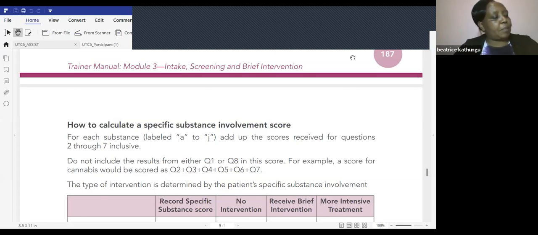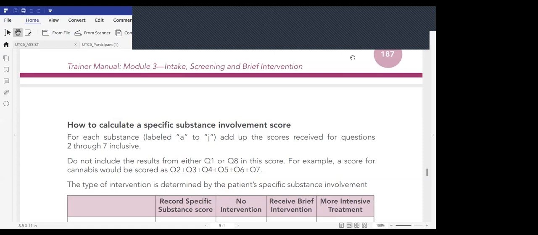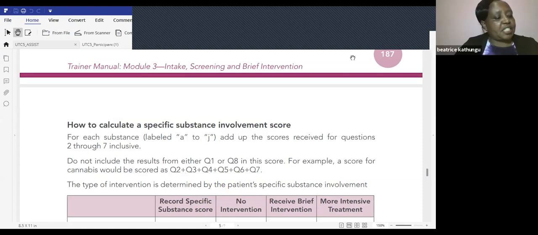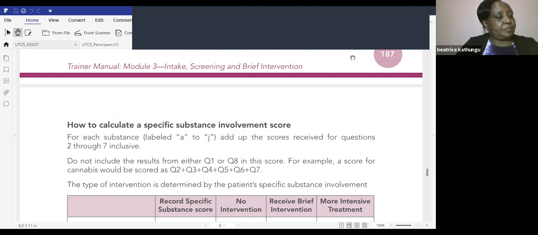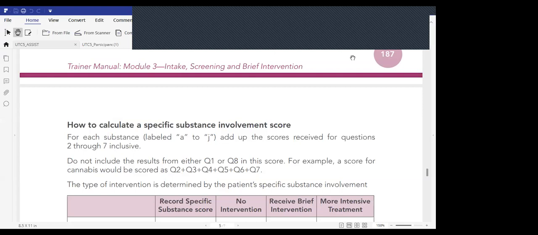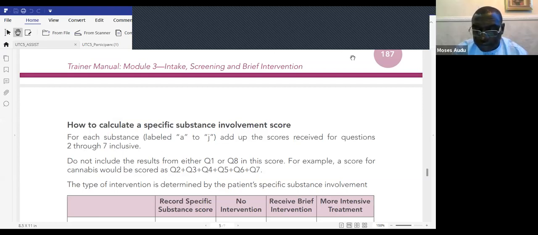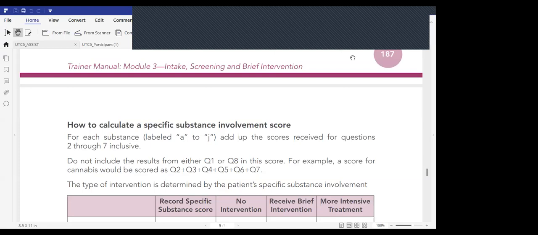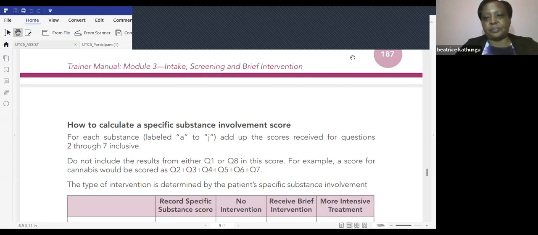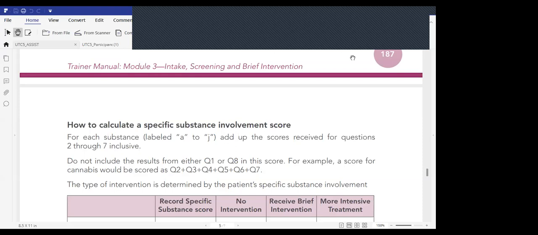So question 2 for alcohol, we scored 6. Question 3, we scored 6 again. Question 4, we scored 4. Question 5, we scored 4 again. Question 6, we scored 6. And question 7, we scored 6 again. So the total is? 32.